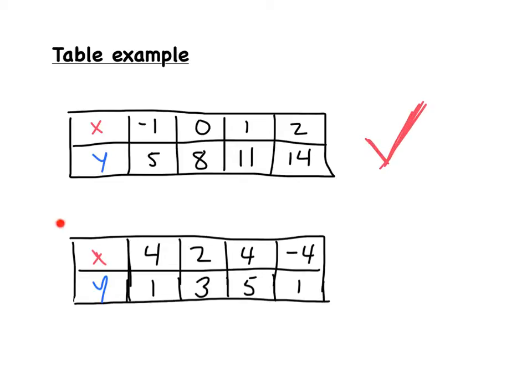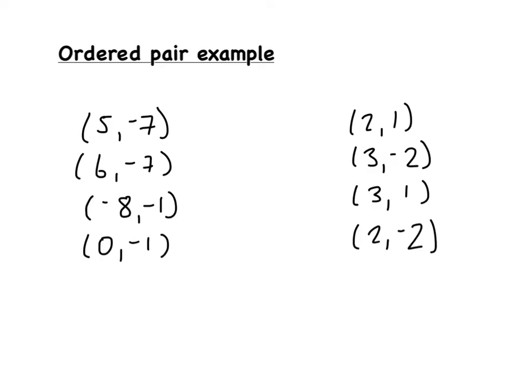Let's look at the second table. We have 4 is paired with 1, 2 is paired with 3, 4 is paired with 5, and -4 is paired with 1. If we look in the x part of the table, we realize we have a 4 here, we have a 4 here. Since this 4 pairs with a 1 and a 5, that does not make it a function. So, since the 4's are repeating, there is no function.